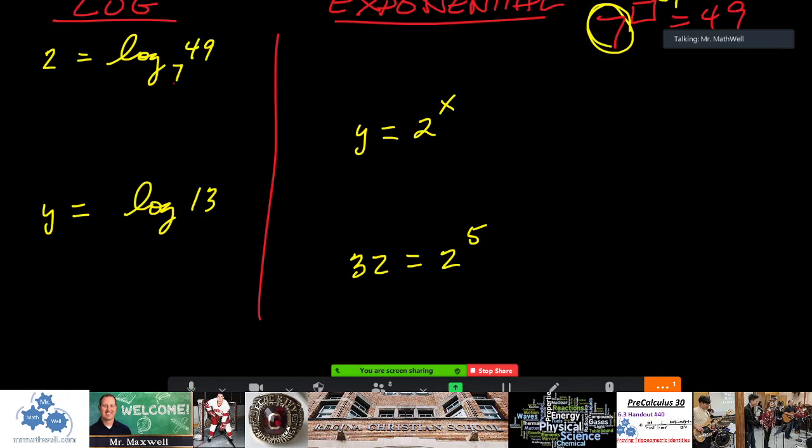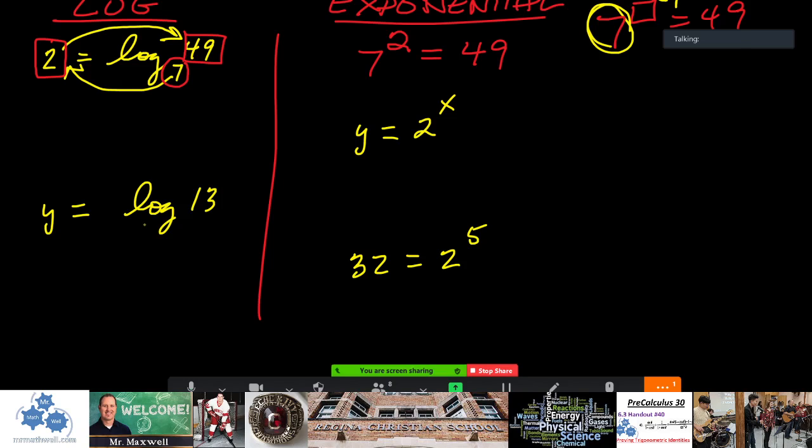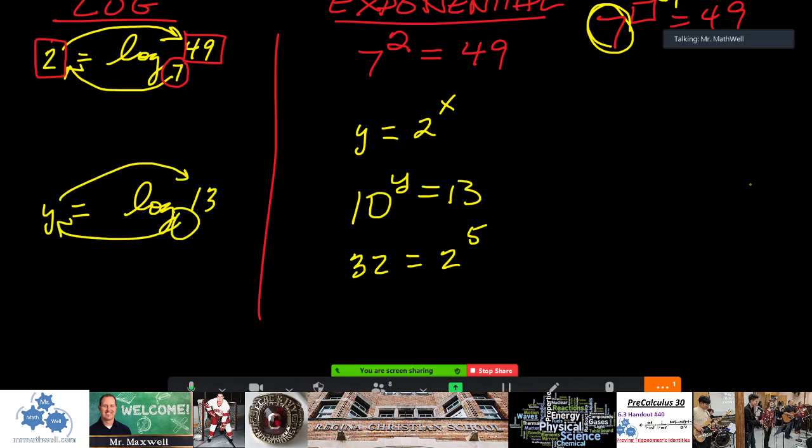So here we go. Remember, this is the base of the log, so that's going to be the base of the exponential. This is the exponent. Remember, with logs, we're looking for exponents. So that's the exponent. That goes there. And then this is the object of what we're taking the log of. So that equals 49. You follow the lines here. It's base to the power of exponent equals this. Let's do this next one over here. If there's no base shown, that's a base 10. So 10 to the power of y equals 13. That's the corresponding exponential.